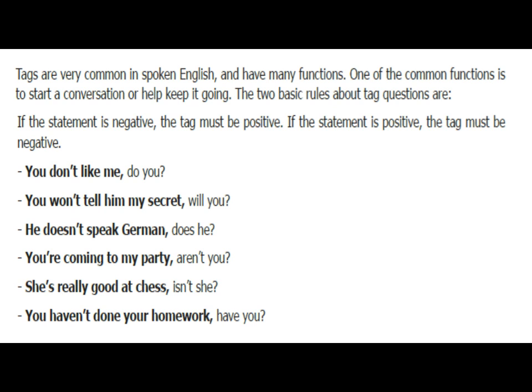Tags are very common in spoken English and have many functions. One of the common functions is to start a conversation or help keep it going. The two basic rules about question tags are: if the statement is negative, the tag must be positive. If the statement is positive, the tag must be negative. You don't like me, do you? You won't tell him my secret, will you? He doesn't speak German, does he? You are coming to my party, aren't you? She is really good at chess, isn't she? You haven't done your homework, have you?